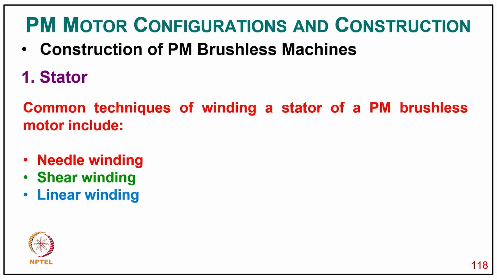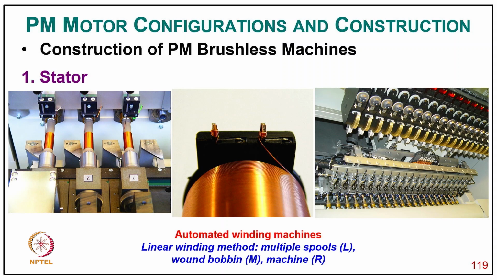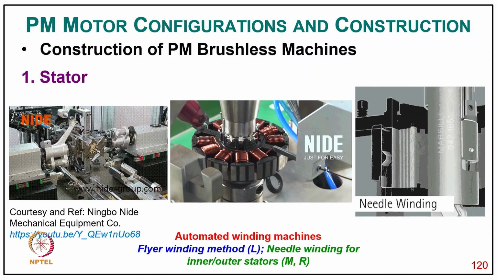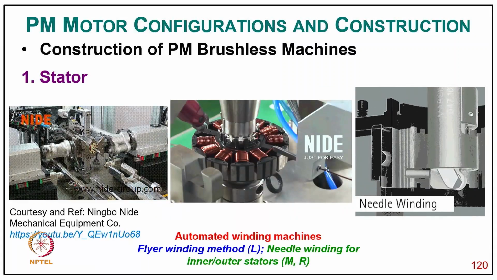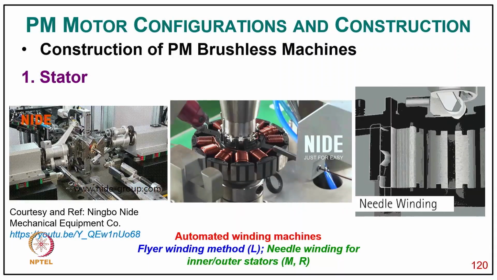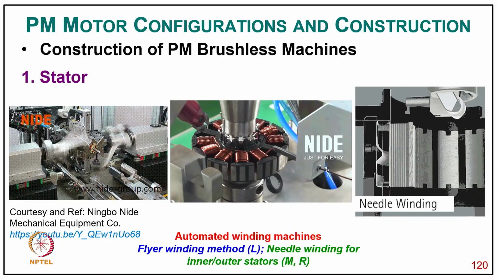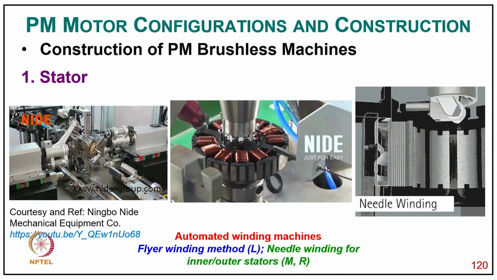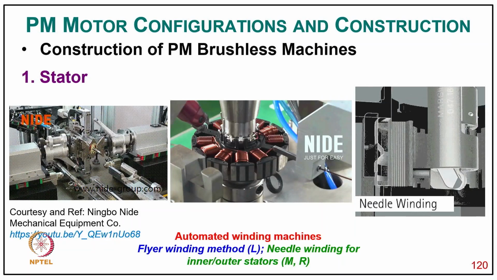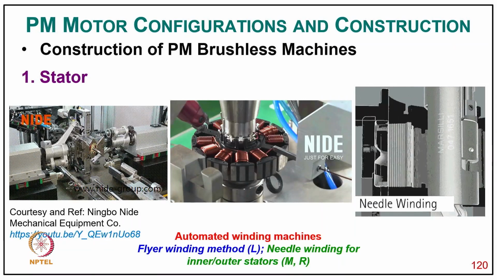So the common techniques of winding a stator of a commutator may include needle winding, shear winding, and linear winding. You can just see the automated winding machines, the linear winding method, multiple spools, then the bobbin, and finally the machine. And this is typically the process of how the winding is put in, typically in mechanical equipment, an automated winding machine, blind winding method, needle winding for inner and outer, also.